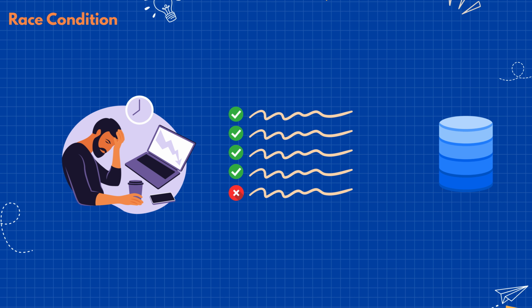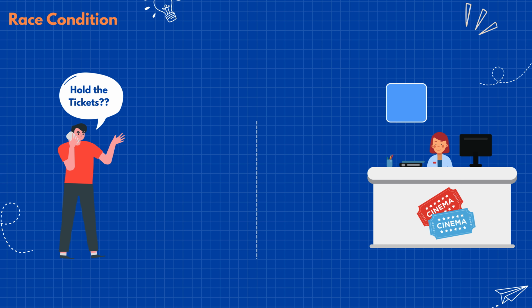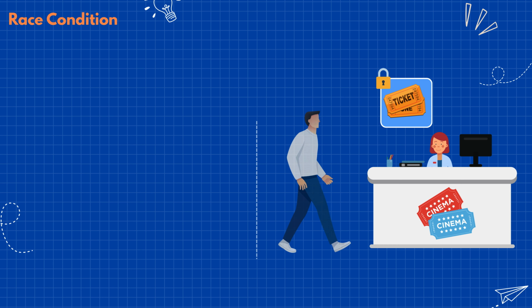Let's start with our real-world example. You ask the staff if tickets are available and they say yes, but by the time you reach the theater, tickets are sold out. So what went wrong? The problem is that the availability check and the actual booking weren't connected. So someone else bought the tickets in between. To avoid this, you can ask the staff to hold the ticket for a short period. During that time, they won't sell it to anyone else. You show up on time and the ticket is still waiting for you.